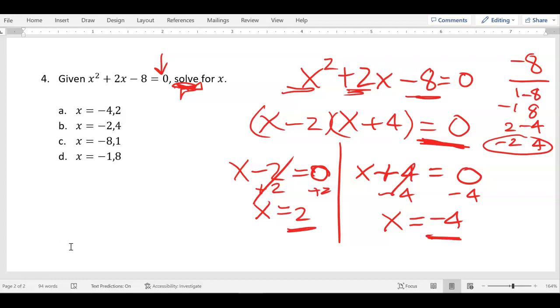Now usually the answers are put in numerical order from least to greatest. So my answer set would be negative 4 first and then 2. Which one of these answer choices has negative 4 first and then 2? Letter A. Okay. So remember, this is how you solve. You have to factor and set each factor parentheses equal to 0.